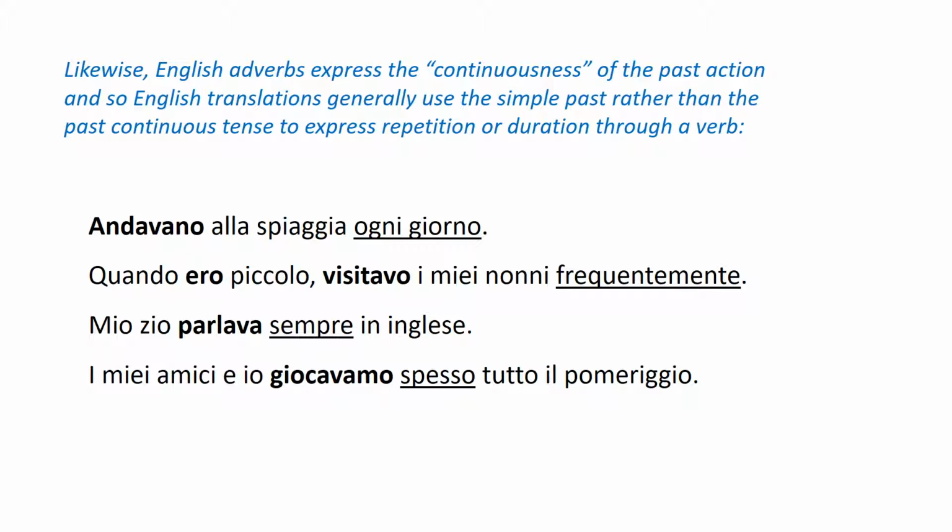Again, it is the adverb alone that allows the English speaker to understand it was a repeated action, and we don't need the verb to do that, although the verbs in Italian must comply to this repetition in the past. Mio zio parlava sempre in inglese. My uncle always spoke in English. The always is the word that suggests the repetition, and in English we just use the simple past.